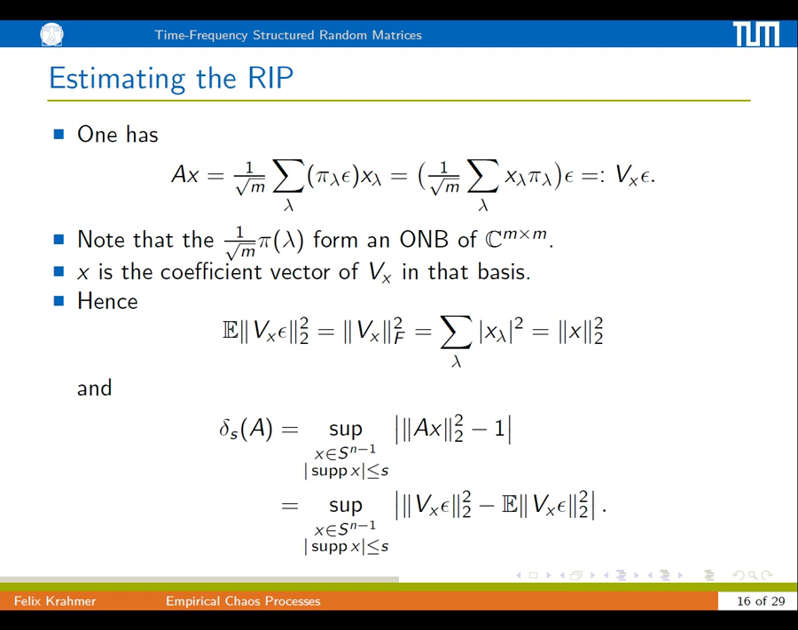The observation is that it's linear in X because it's a matrix applied to X, but it's also linear in epsilon. So we're just rearranging the order and changing the parentheses. There's really nothing that happened from here to here. And now we see that it's some matrix that depends on X applied to our vector epsilon, which is random. In order to analyze this, we first note, and this was also mentioned several times today, that these pi of lambda with this normalization 1 over square root of m form an orthonormal basis of our matrix space C^(m×m). And x is the coefficient vector of our matrix Vx in that basis.